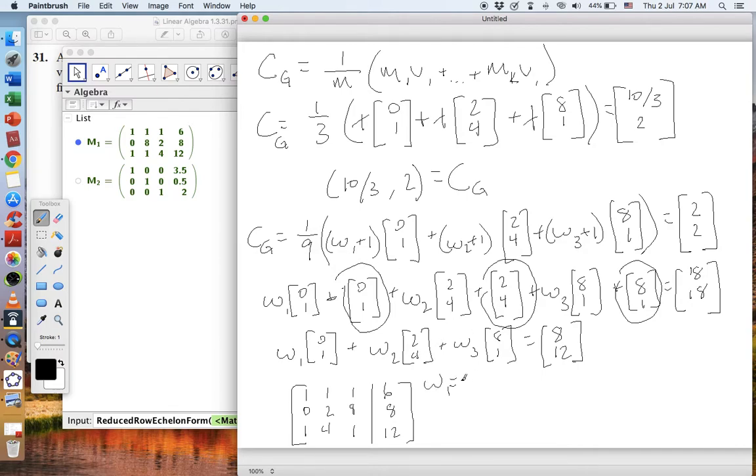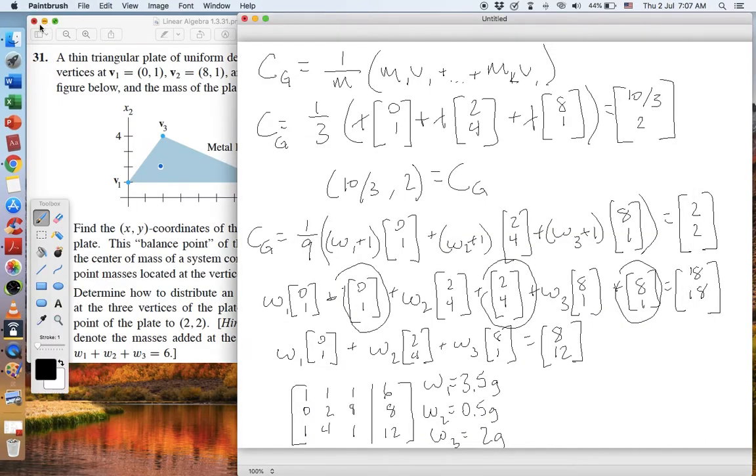We got W1 is equal to 3.5. Remember, our units are grams. W2 is equal to 0.5 grams. W3 is equal to 2 grams. And so, even though this was a 3 by 3 matrix, it did solve the problem quite a bit faster than we would have been able to do by hand.